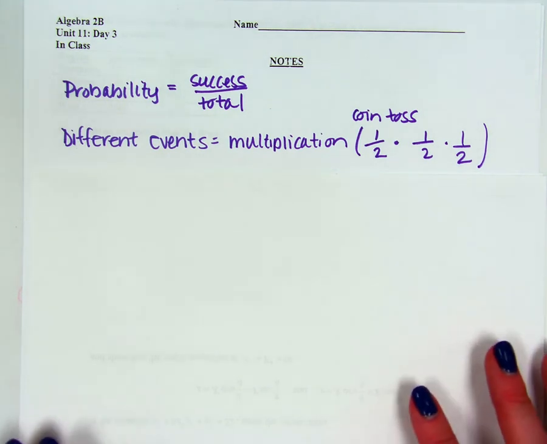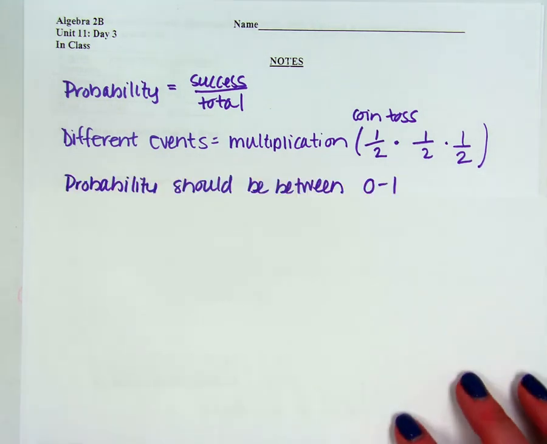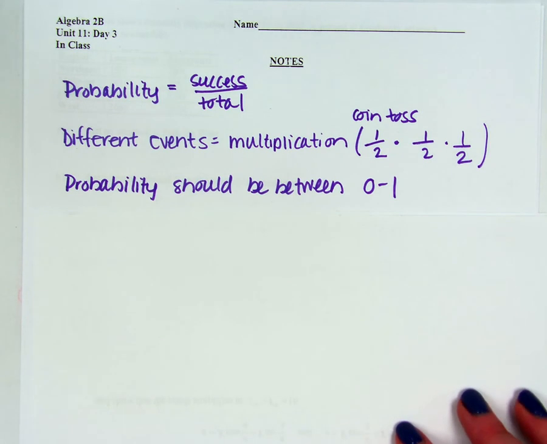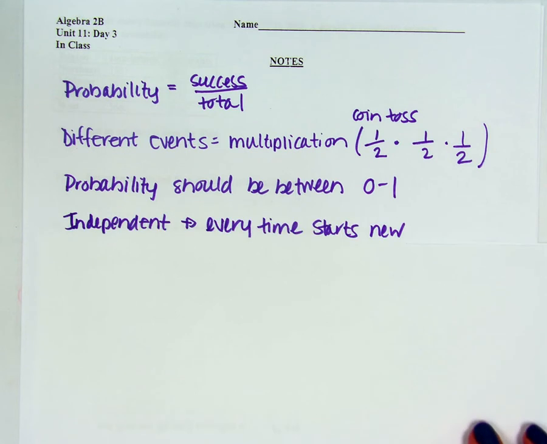Just keep in mind for that, we're going to talk a little bit more about that as well. Probability, your answer should always come out to be between 0 and 1. If it does not come out in that range, you need to go back and check your work again. It shouldn't be less than 0 or greater than 1.